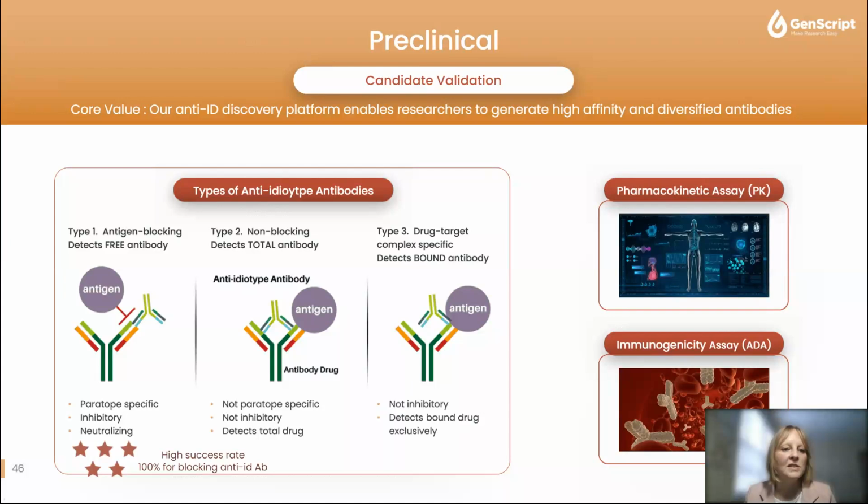We provide 3 types of these antibodies: those involved in detecting free antibody through antigen blocking, the second detecting total antibody through non-blocking mechanism, and then the last detects bound antibody, that is going to be the drug target complex specific. These can be combined with our custom ELISA kits that are powerful tools for quantitative analysis and conducting essential PK and ADA assays.